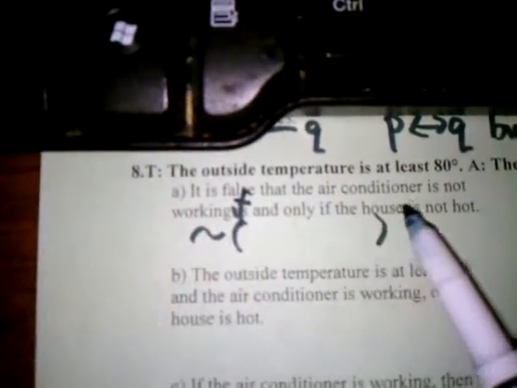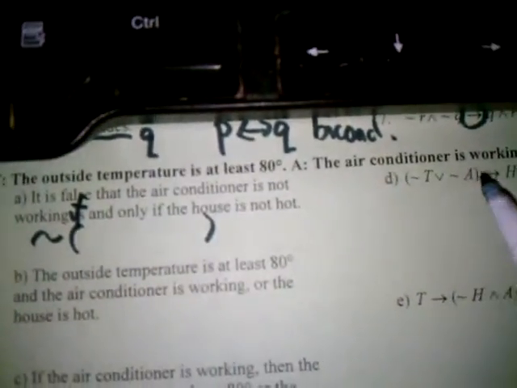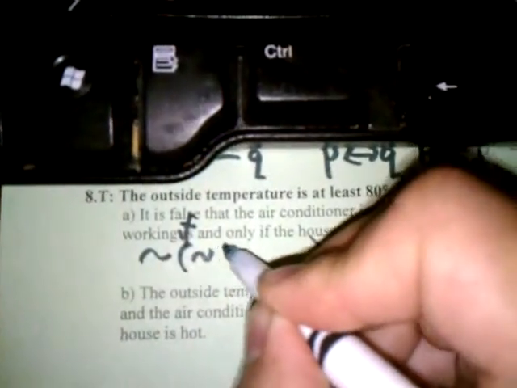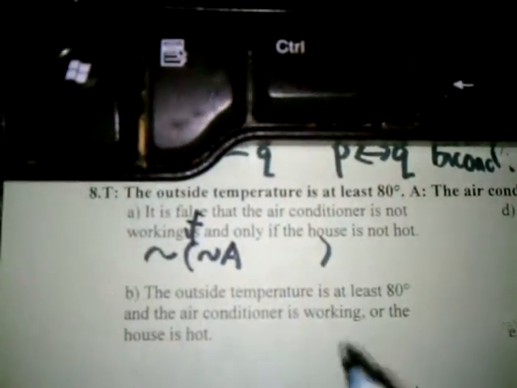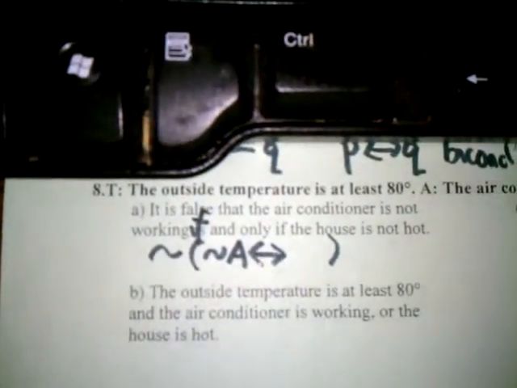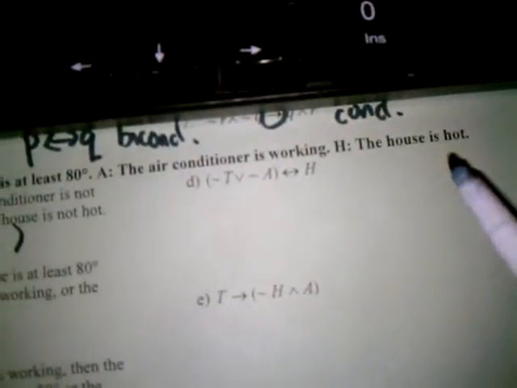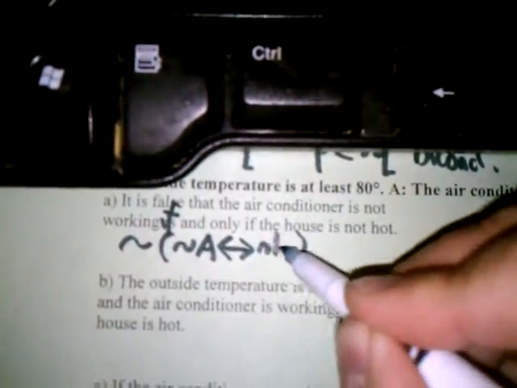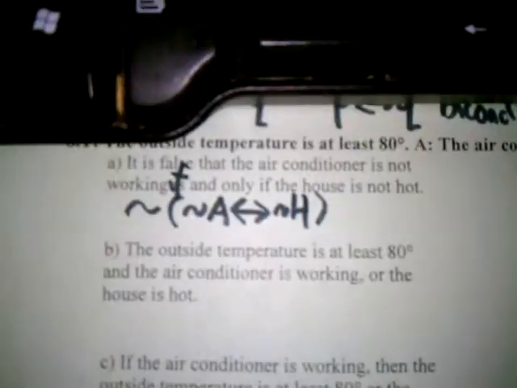The air conditioner is not working. Now capital A says the air conditioner is working, so for this case, we have to do another negation of A. That is, the air conditioner is not working. If and only if is given to us by two arrows. The house is not hot. Now we know H is the house is hot, so the house is not hot will be negation H. So this is the symbolic form for question A.